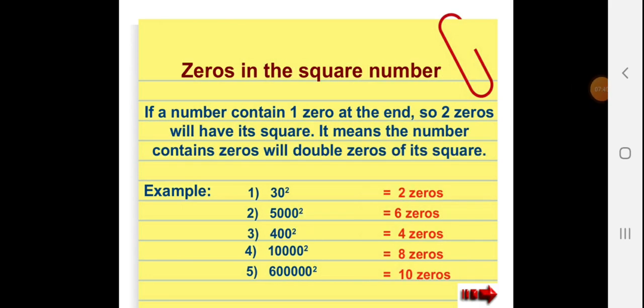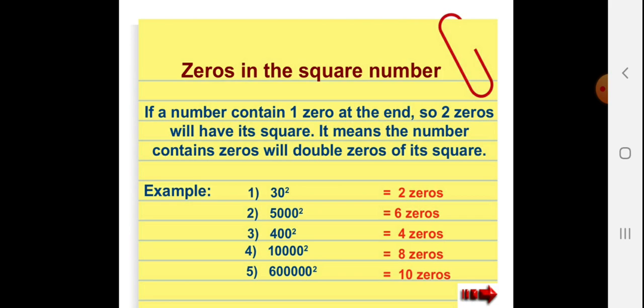Zeros in the square number. If a number contains 1 zero at the end, its square will have 2 zeros. It means the number of zeros in the number will be doubled in its square. The square of 30 will be 900. So 1 zero multiplied by 2 is 2 zeros, which goes with the 900.